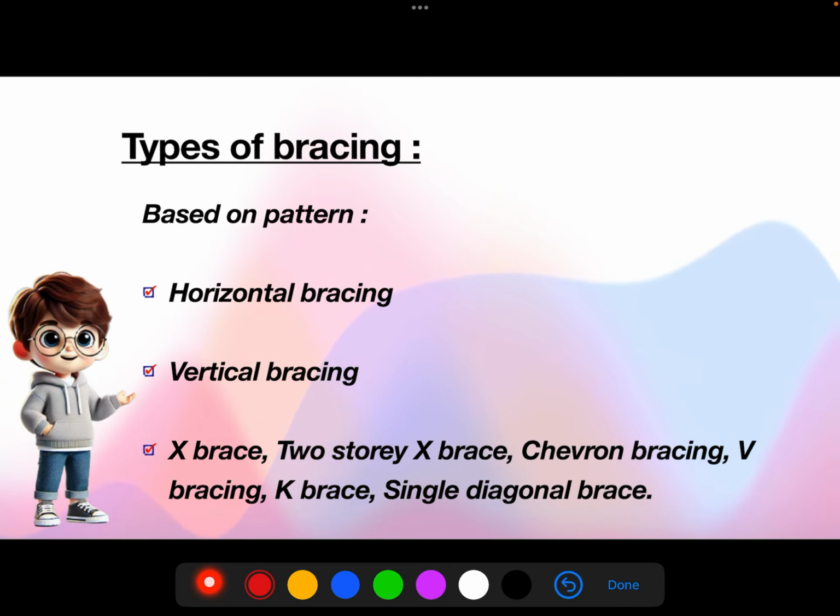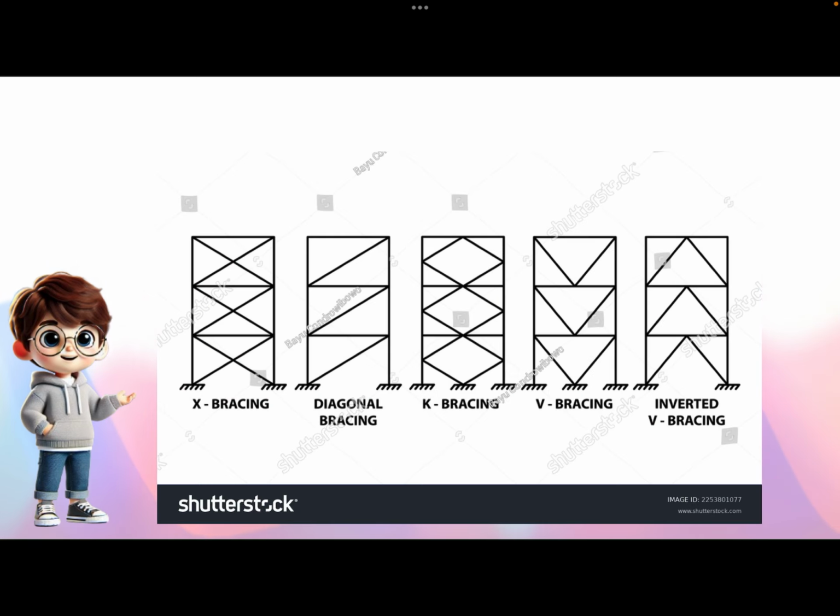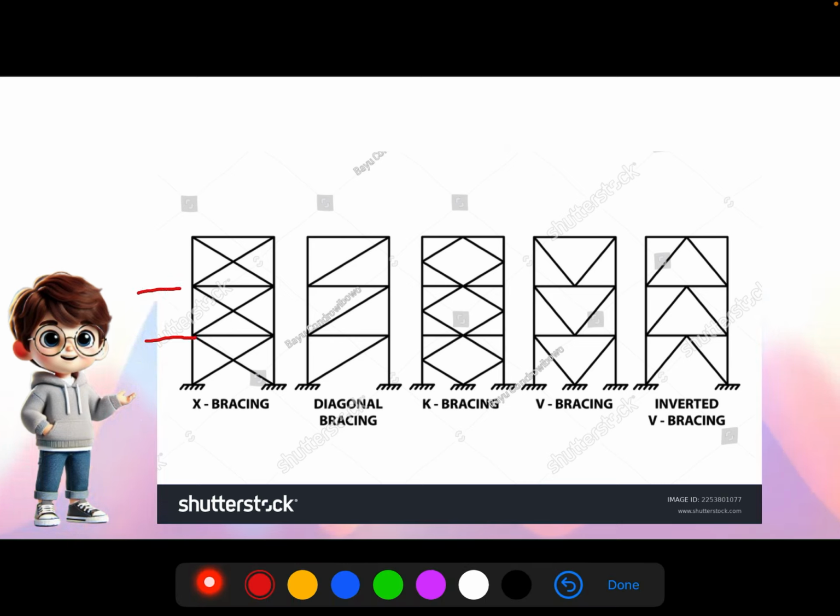And let's see what are these X brace, two-story X brace, chevron, V brace, knee bracing, which means K brace, and a single diagonal brace. So this is the condition. In that elevation view, if you can see, this is of one level framing and this is of second floor framing and this is the roof framing. Now we call this as X bracing.